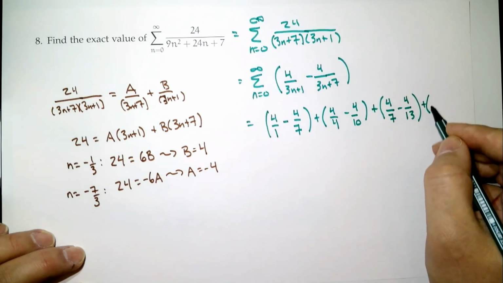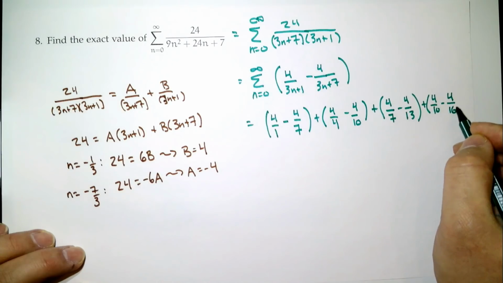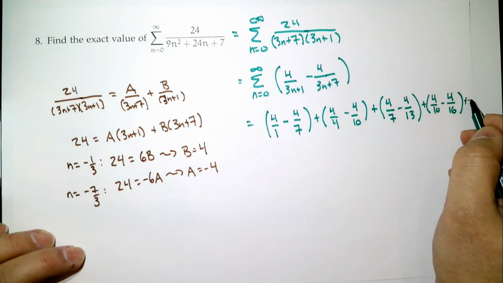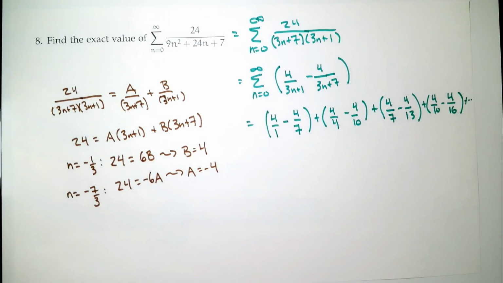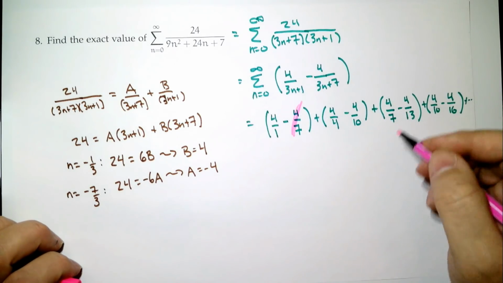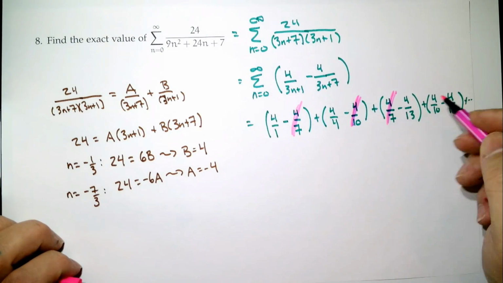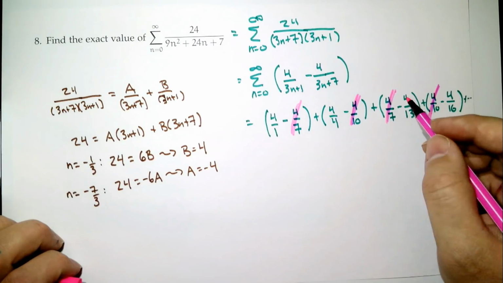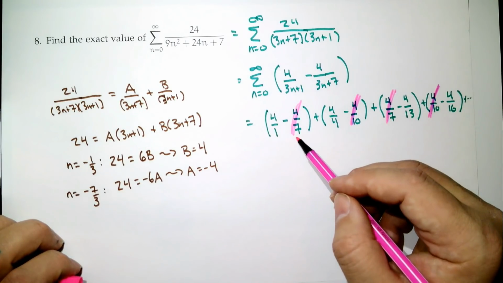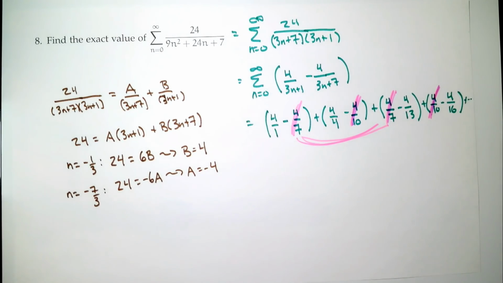And maybe one more, just to convince ourselves that we know what's happening. 4 over 10, minus 4 over 16. Now, if we stare at this, not very long, we should see something nice. We should see cancellation. Does anything cancel? Yeah, 4 over 7 cancels with 4 over 7. And 4 over 10 cancels with 4 over 10. And in fact, things are going to cancel sort of two down. So we're seeing that there's going to be a lot of collapse.